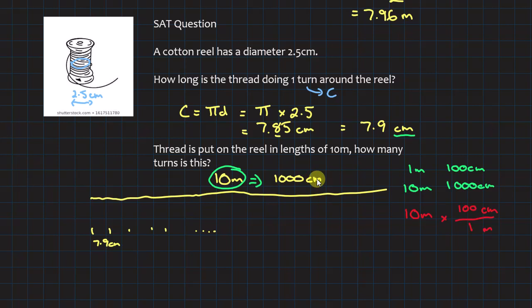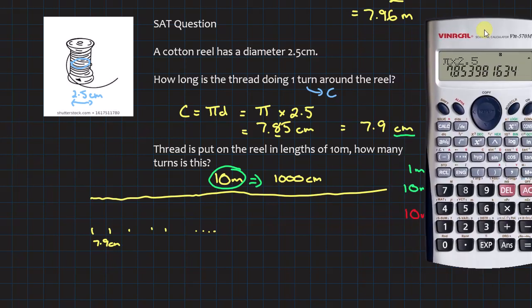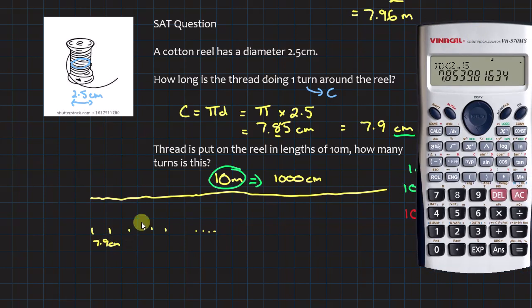And the question really is asking how many of these circumferences fit into 1,000 centimetres. Now I would not use this 7.9, there's a bit of an error there, and with the number of turns that go on, that error can get bigger. So I'm going to use the more accurate answer. I definitely wouldn't use 7.9, my previous answer here. Possibly 7.85, more likely 7.854, or I've got the answer button on the calculator.